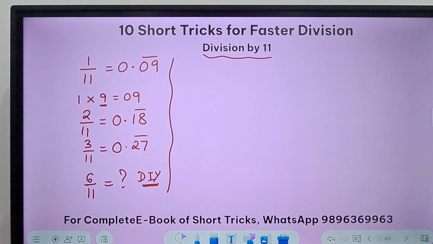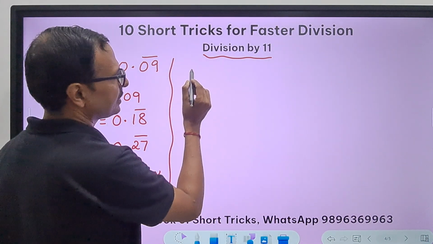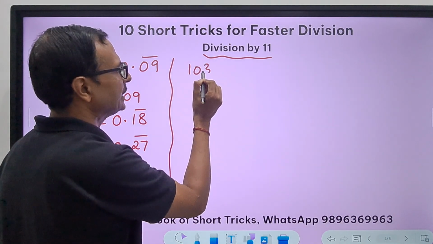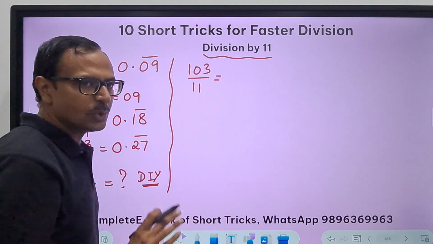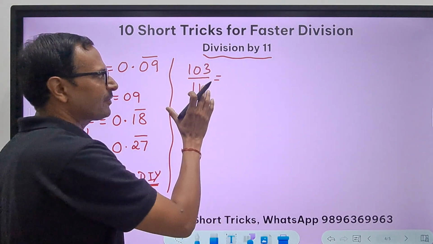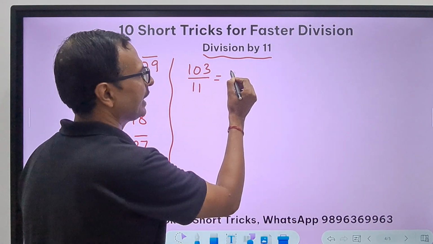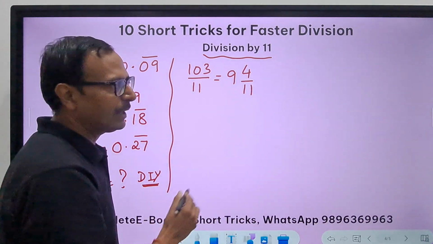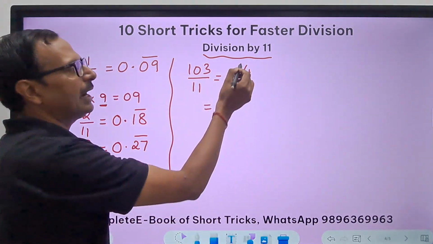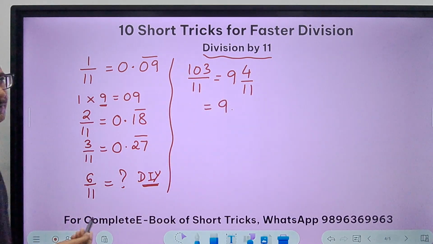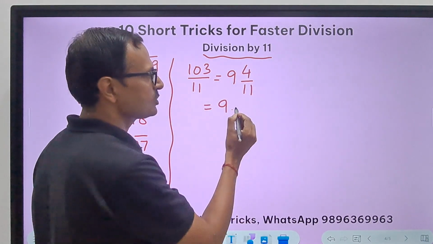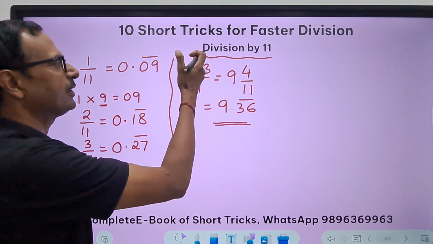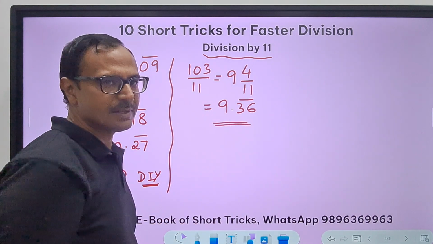In improper fractions we have the greater number in the numerator, right? Suppose let's take a random number 103 and I have to divide by 11. So always express the improper fraction as a mixed number first. 11 9s are 99, so 103 minus 99 is 4, so 9 and 4 upon 11. Now your answer will be 9 point, and for 4 upon 11, use this method. 4 times 9 is 36, so 36 is going to repeat over and over again, thereby giving you the decimal representation of 103 by 11 as 9.36 bar.